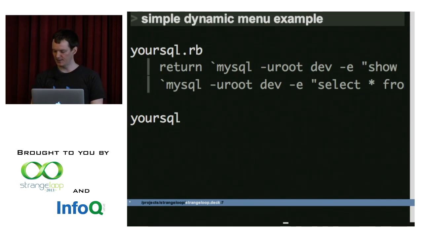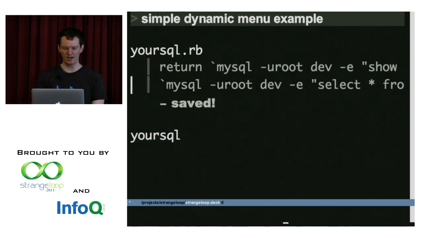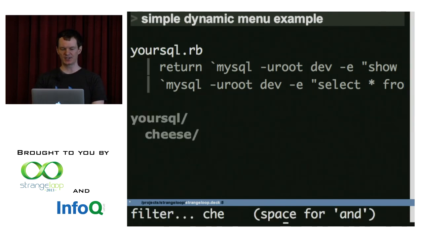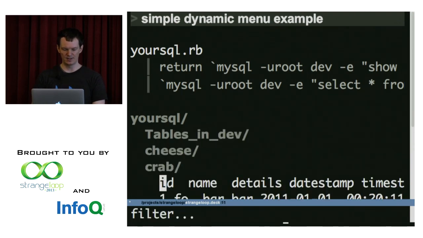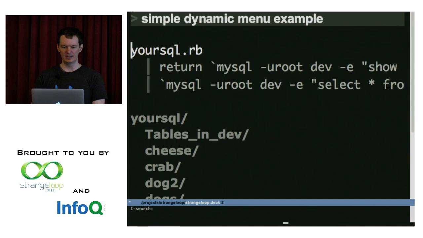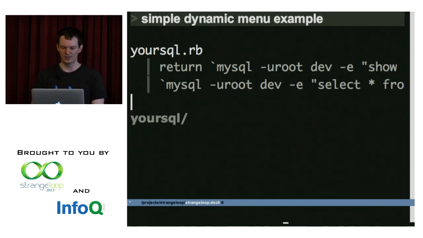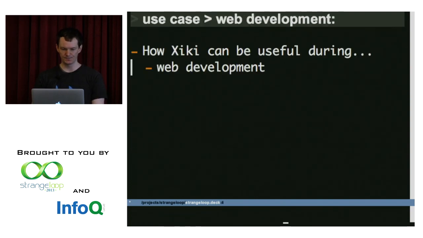Here's an example of a very simple dynamic menu. Here it is right here. Let me create it. And if I expand this, it will show tables. I can type to narrow down because Xiki does that by default. And I can go in and view the tables. So this menu here is implemented completely by this file, which has just these two lines. This first line says, if there isn't an argument passed in, just show all the tables. The second one says, else, do a select star. So it's kind of the thinnest possible way of making a little UI on top of a lot of tools.